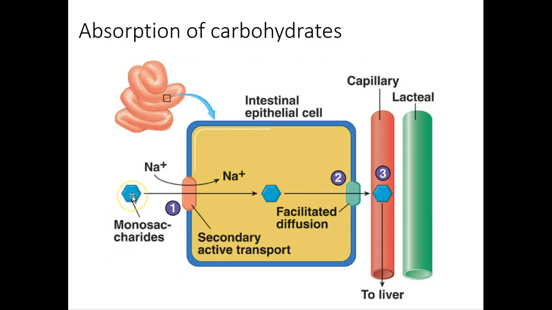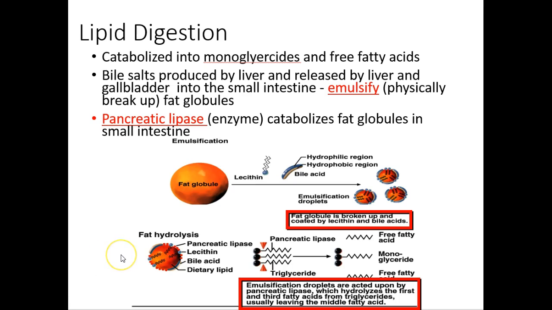Anywho, we have our sugar, and we're going to move it through the small intestines, and we're going to dump it into the capillaries, the blood system. We've already talked about how proteins move through, so let's talk about how fats move.